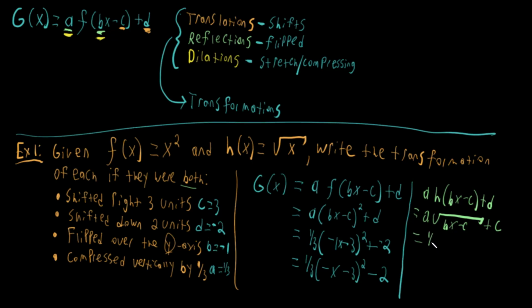So this will also just end up being 1/3 times the square root of negative 1x minus 3 plus a negative 2. So instead of squaring this weird input, we're taking the square root of it, and you're going to get 1/3 times the square root of negative x minus 3 minus 2. It is the exact same thing done to a different function. Everything behaves exactly the same way, and you can see that h of x is over here, and you can see that we did our f of x in this nice teal color here.